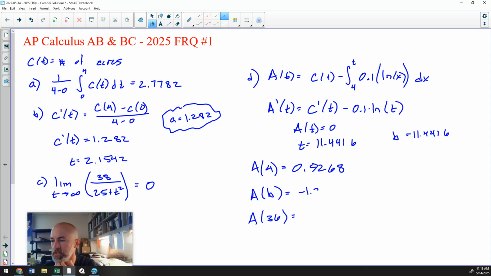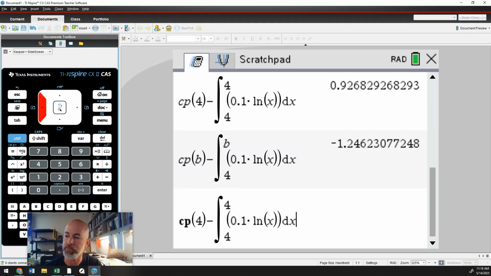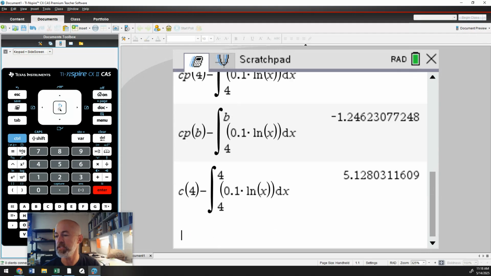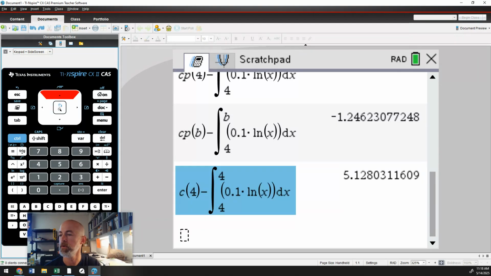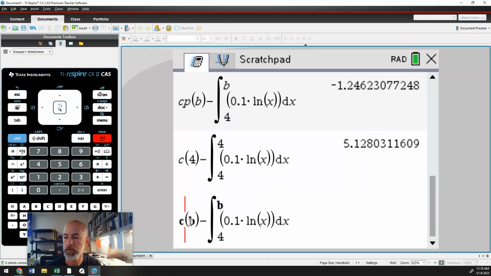Okay, I have an issue with that. I have made a mistake somewhere. The graph is asking, so it's C. Oh, it's C, not C prime. There's my error. Okay. So I need to do C, not C prime. So I'm going to go back here, and we'll just recompute this for C of 4. Recompute this one for C of B.